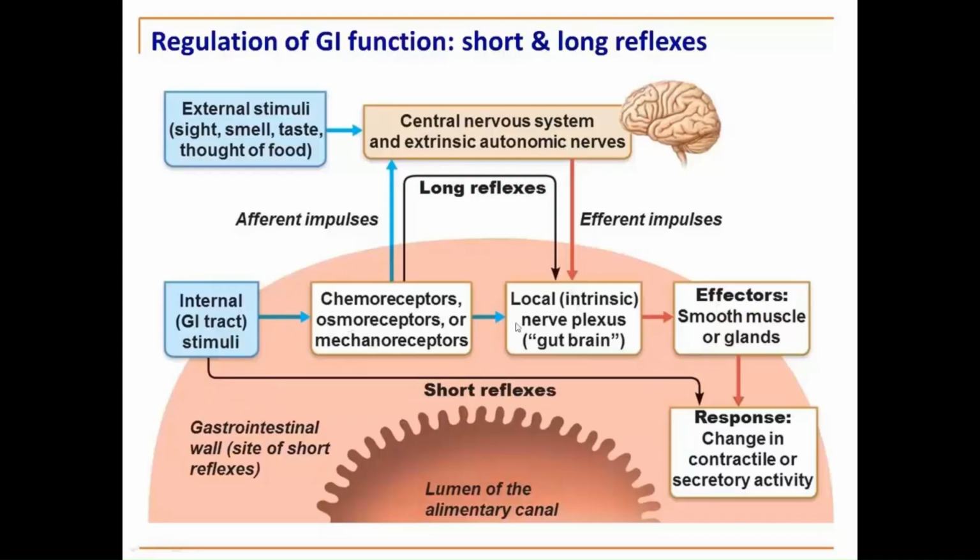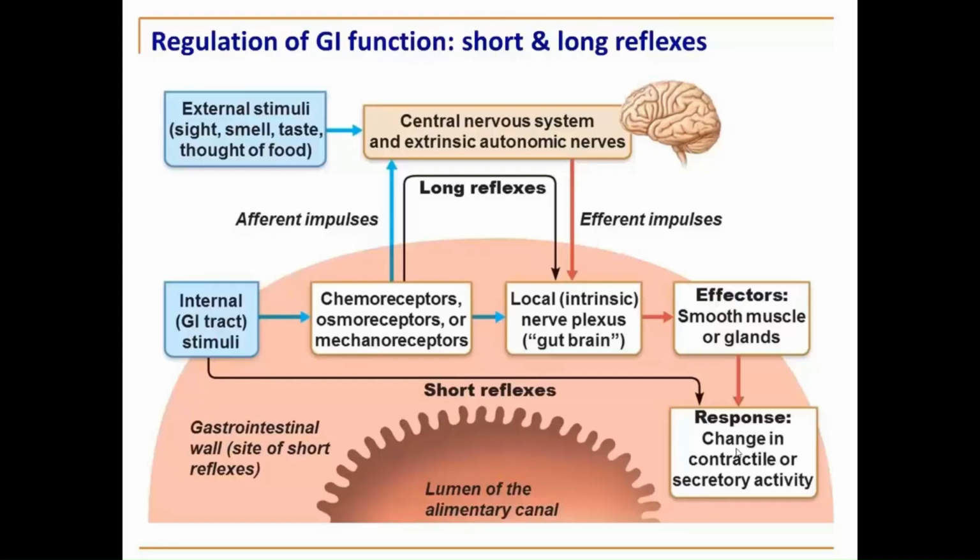It goes to the intrinsic nerve plexus, also known as the gut brain, and that stimulates the effectors, so the smooth muscles for contraction and relaxation, and the glands for the release of enzymes, for example. And that leads to a change in contractility or secretory activity. So that's your short reflex, completely regulated through the enteric nervous system or your gut brain, with nothing going on to the central nervous system, otherwise called the extrinsic autonomic nerves, which we'll talk about in a second.